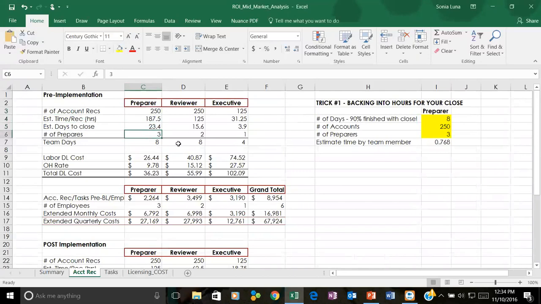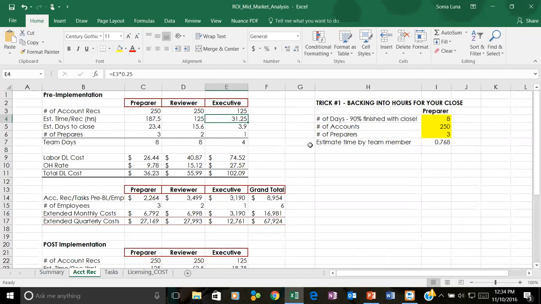The number of team members involved in the preparation role. And then it'll give you the team days for that prepare role, and you'll see we have different roles for reviewer, executive, and you'll see the time scales down by reviewer by 0.5, executive 0.25 for each of these line items that are called a number of account recs.